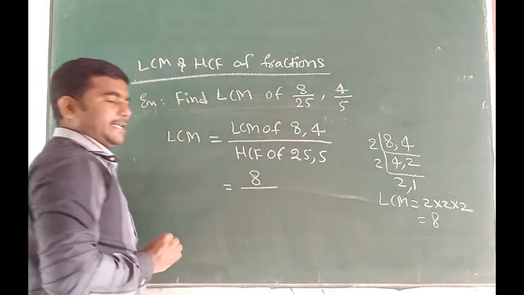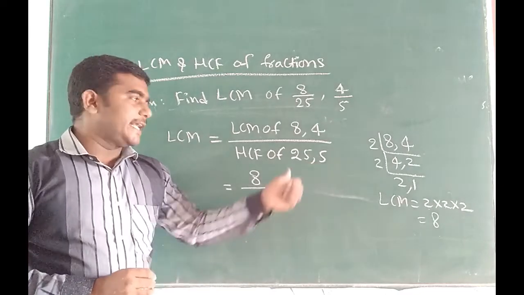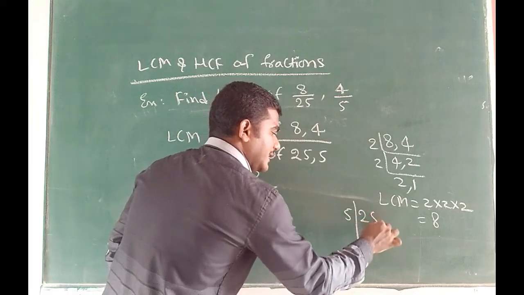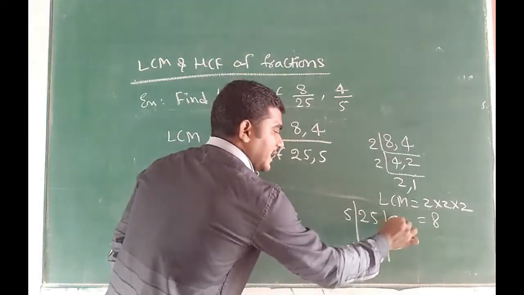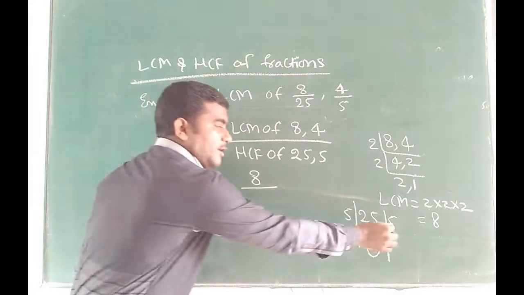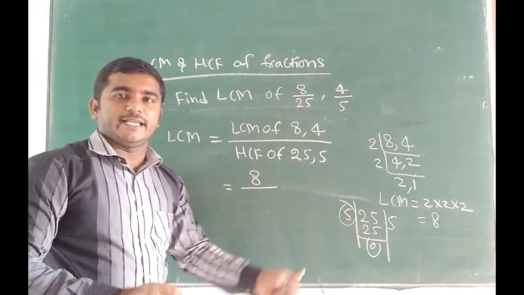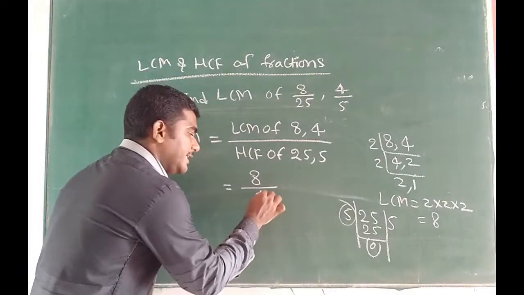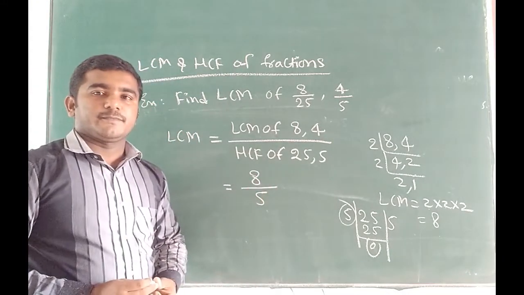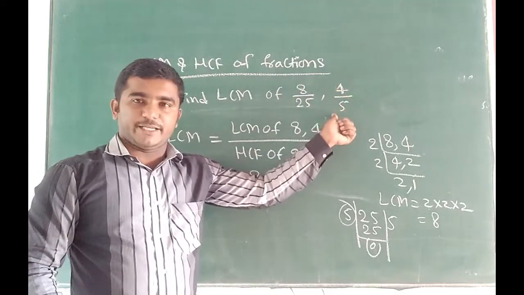8 divided by the HCF of 25 comma 5. We have to find the HCF. What is the HCF of 5 and 25? Using the division method, 5 5s are 25. Remainder is 0. Now what is the answer? Not this quotient, this divisor is the answer. What is the divisor here? 5. So 5 is the HCF. So the denominator is 5. Now what is the answer? 8 by 5.